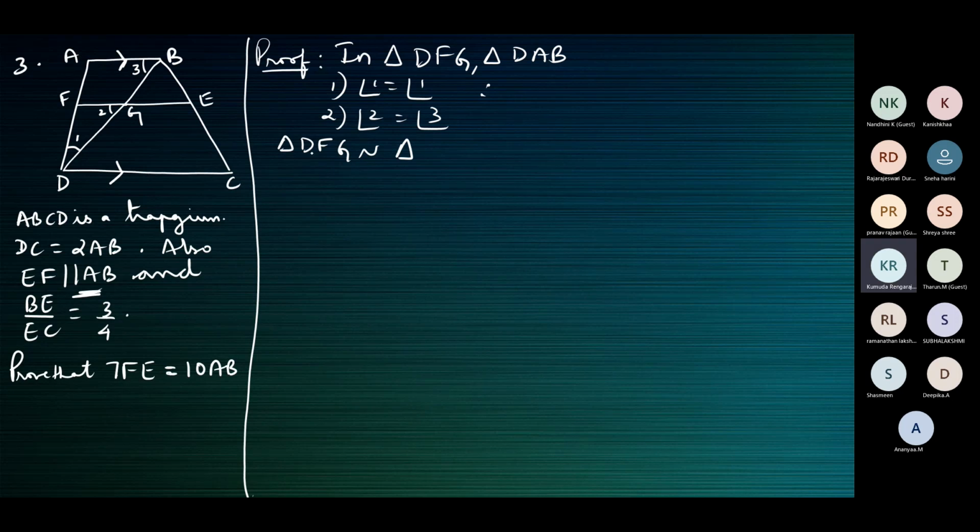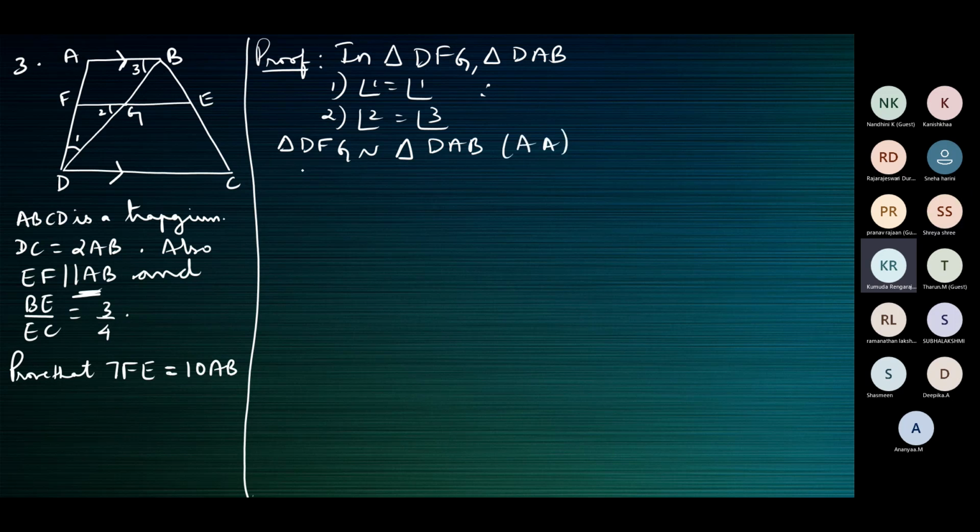So tell me the order. DFG is similar to DBA. If you say DFG, then you must say DAB. DFG similar to DAB by AA similarity criteria.